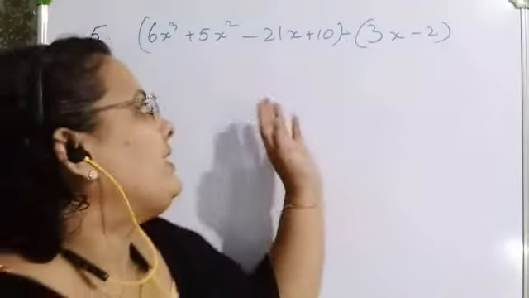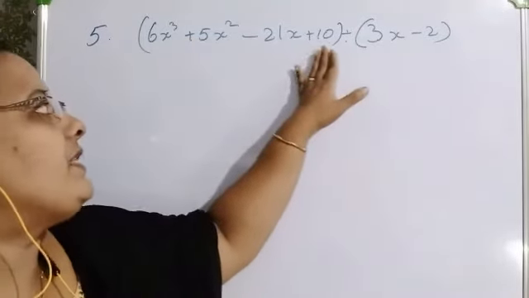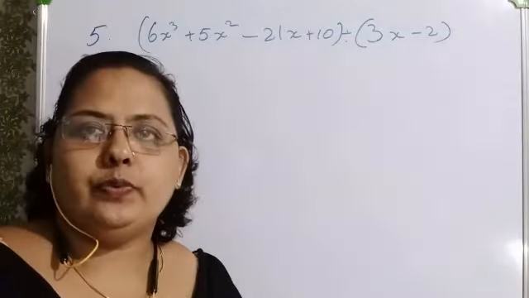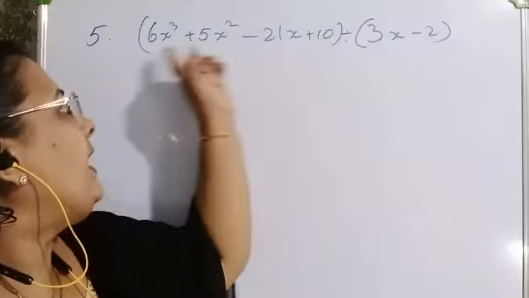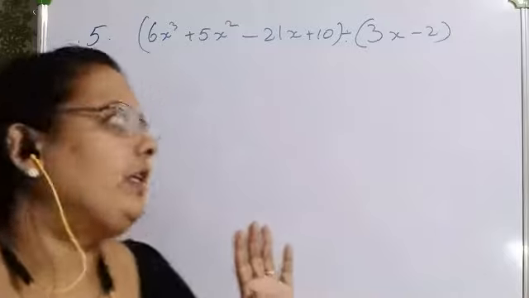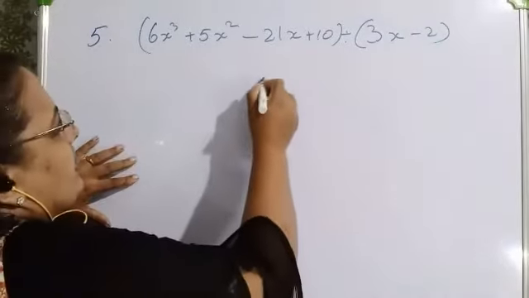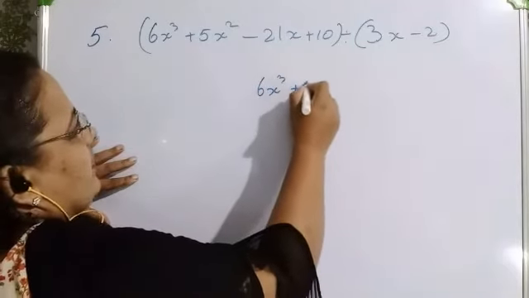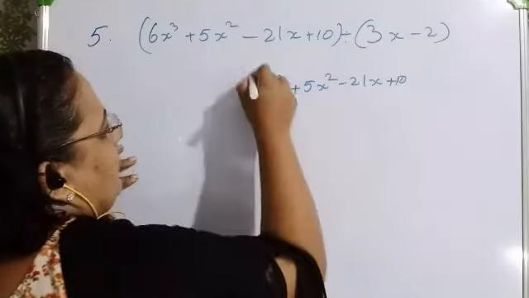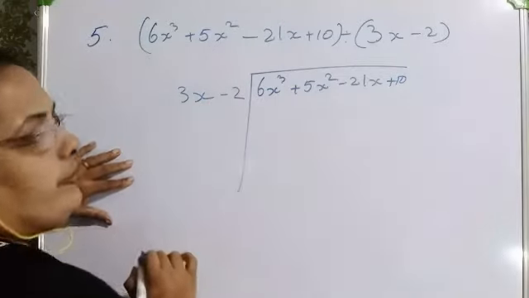Okay, the fifth question. 6x cubed plus 5x square minus 21x plus 10 divided by 3x minus 2. So here also I think there are 4 terms. The previous question also had 4 terms and here also 4 terms are there. So let us see how to do it. 6x cubed plus 5x square minus 21x plus 10 whole divided by 3x minus 2.